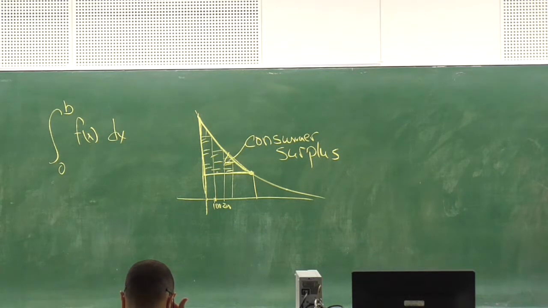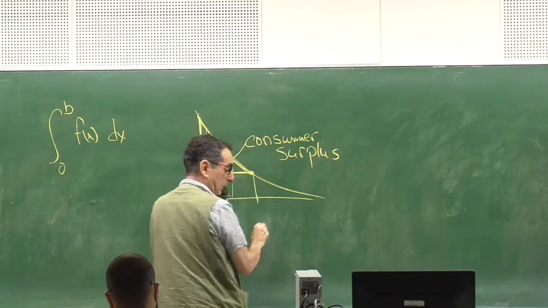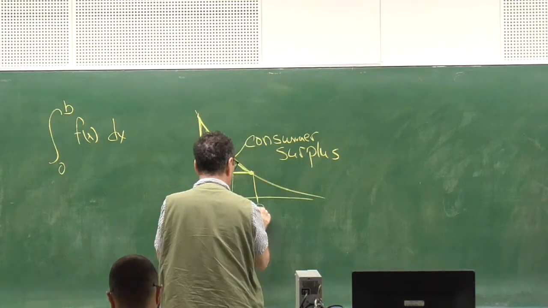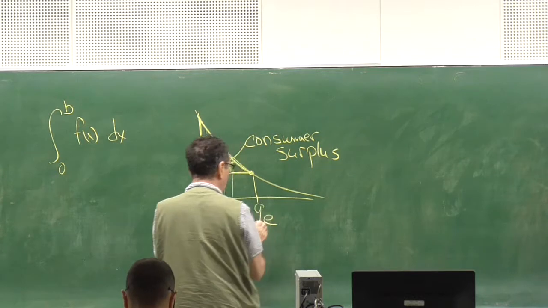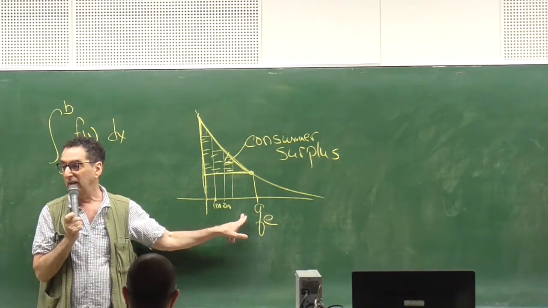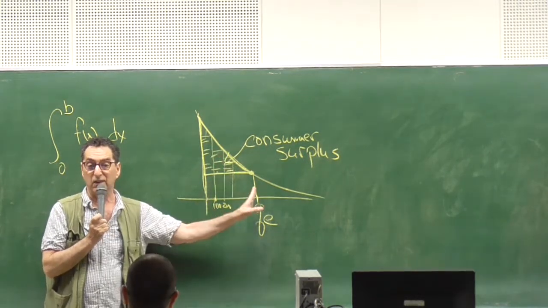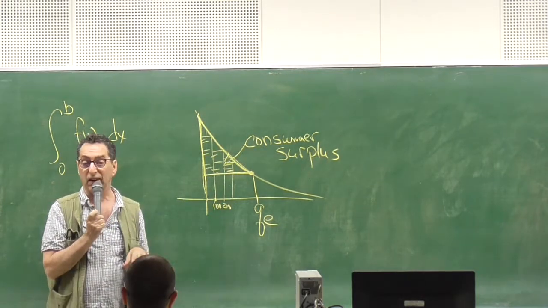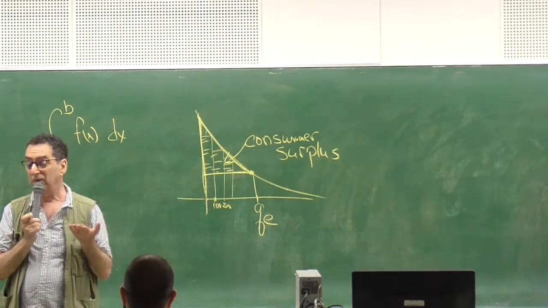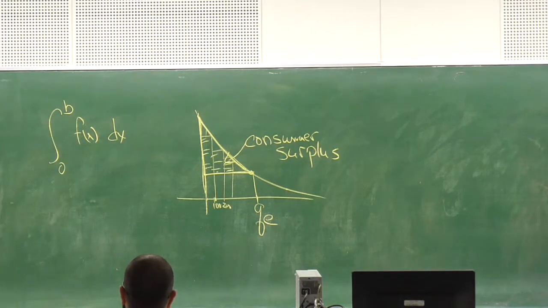I can write the integral of the demand curve, whatever that is, dq, from 0 to this quantity. What do they call this in this picture? QE, the equilibrium quantity actually. But whatever we call it, Q something. So we can integrate between 0 and QE on the demand curve, and we're going to get the whole area underneath it. Whatever the form of the demand curve is, let's make a simple one.